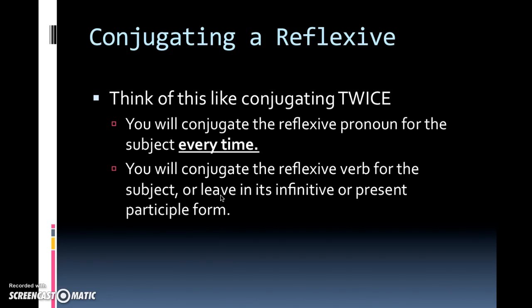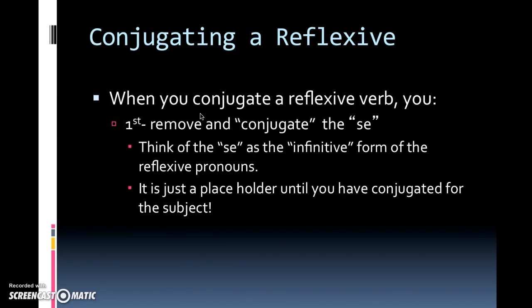I like to think of it as conjugating the verb twice. And it's not really conjugating, you're just choosing the pronoun for it. But I like to think of it that way because it helps me remember I have to do something to two pieces of the verb. So you'll conjugate the reflexive verb for the subject or leave it in its infinitive form, but you're going to conjugate the reflexive pronoun every time.